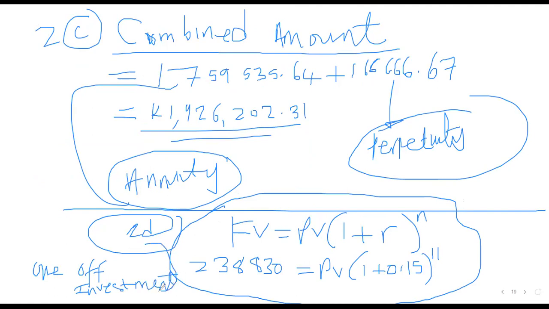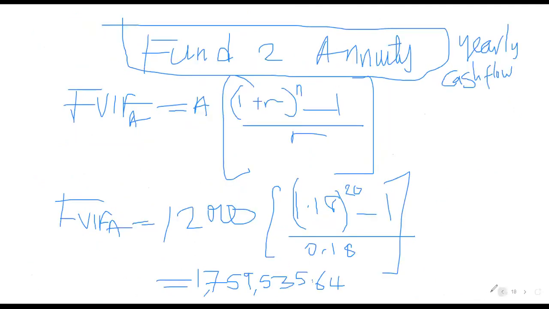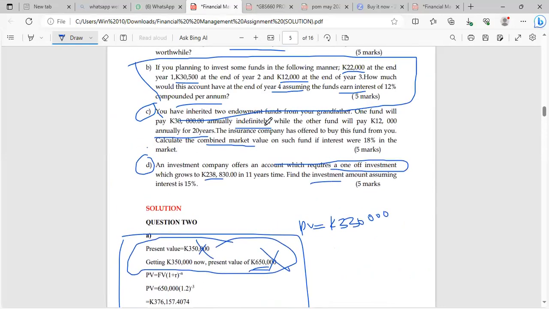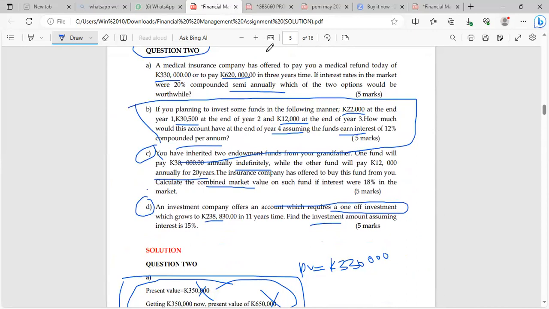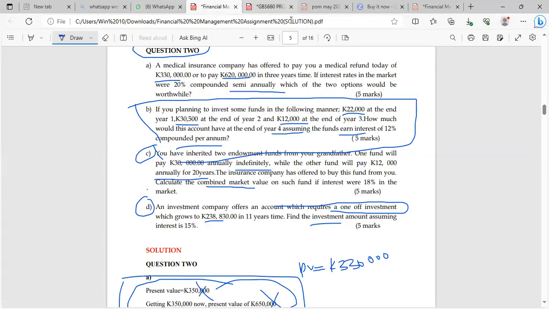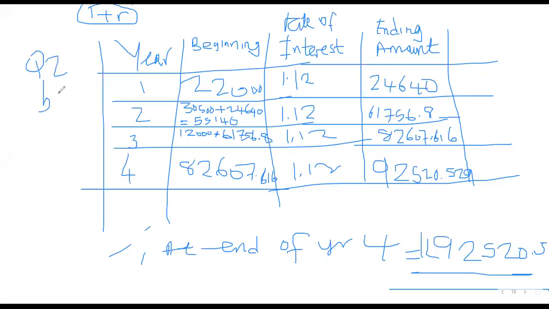Is that okay? Let's see question 2B, the one with the table. That table you made. All right, question 2B, which had 4 years. Yes, this one. Okay, just hold on, let me see. Question 2B. I think that's all.